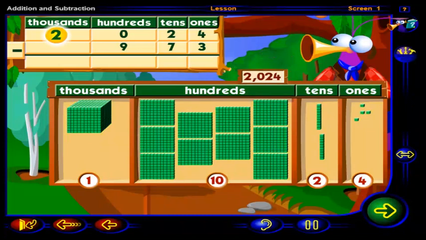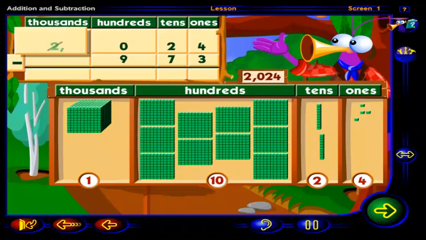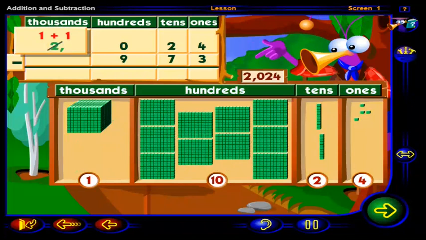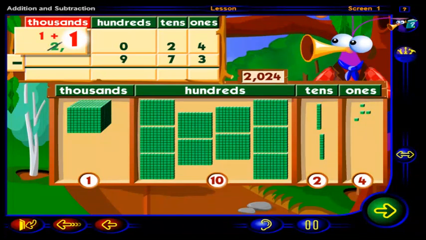Click on the 2 in the thousands place. We can rewrite this 2 as 1 plus 1. 1,000 is 10 hundreds. So we can regroup this 1 in the thousands place as a 10 in the hundreds place. 10 plus 0 is 10.